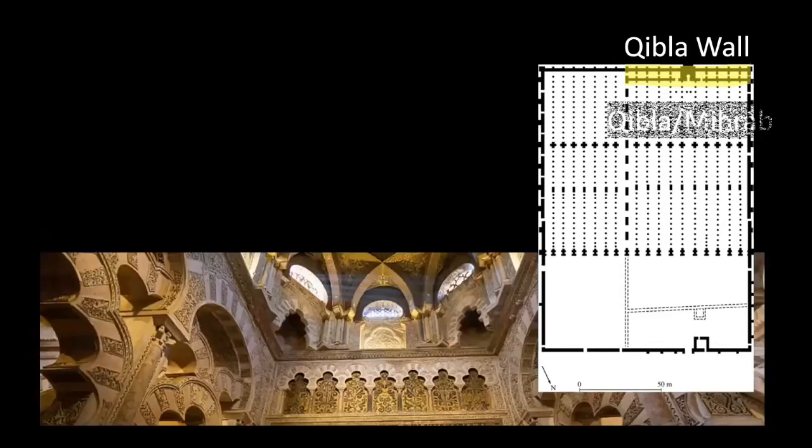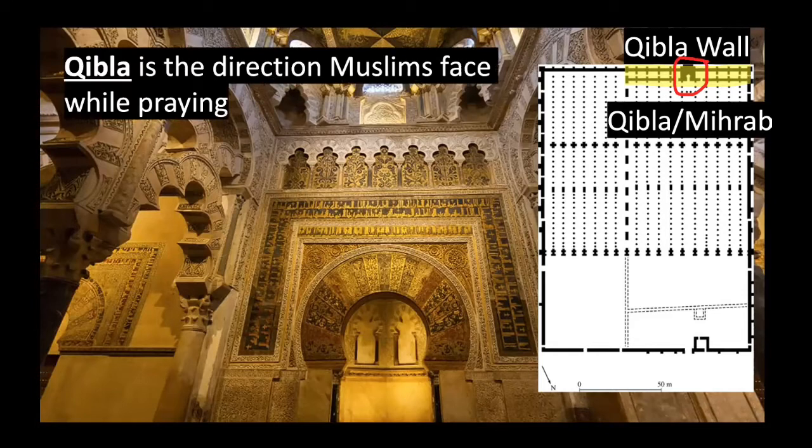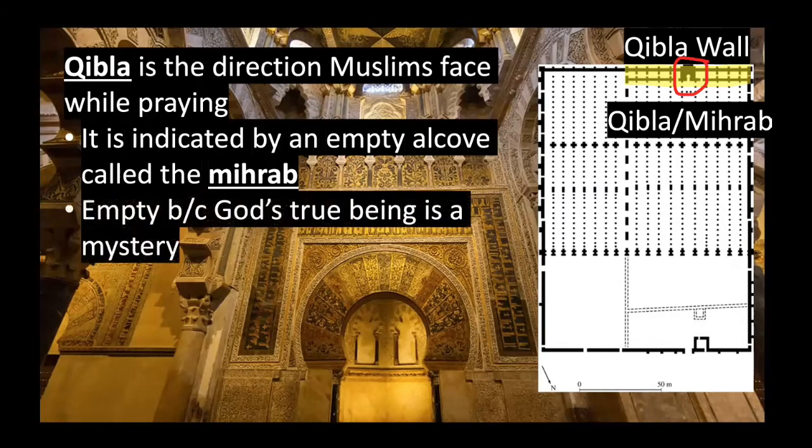All right, so we're looking again at the ground plan. I want you to identify the Qibla wall, and this is called the Qibla wall because the Qibla is on that wall. And it's also kind of the same thing as the mihrab, as far as I understand it. Please correct me if I'm wrong. So the Qibla is the direction that Muslims are facing while praying. And the reason that they know the direction where the Qibla is is because it's indicated by an empty niche or an alcove called the mihrab. So what we're looking at here, this golden picture, there's this horseshoe arch and then this empty niche or this empty alcove. And that is the mihrab that is indicating the Qibla, the direction to pray in. It's empty because God's true being is a mystery, much like the Kaaba has been emptied out of all of the pagan idols.